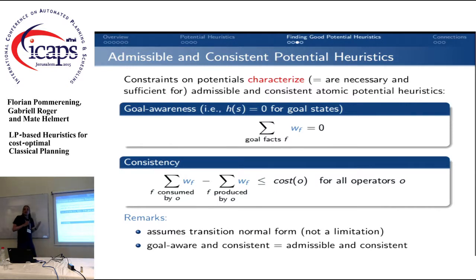And those numbers are directly encoded in the constraints. So the only thing we need to ensure is that the weights of all the facts that are consumed by the operator, in the sense that Florian talked about, minus the sum of the weights of the facts that are produced by the operator, do not exceed the cost of the operator. This is necessary for consistency, and it's also sufficient for consistency. So if it's consistent, it will satisfy that.